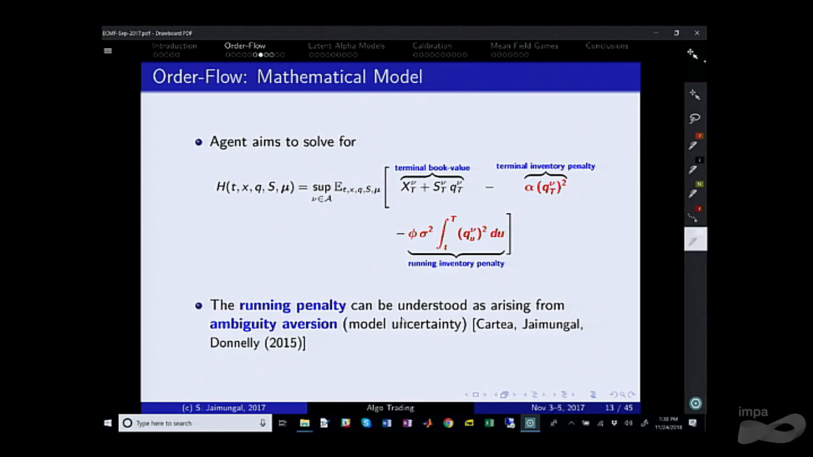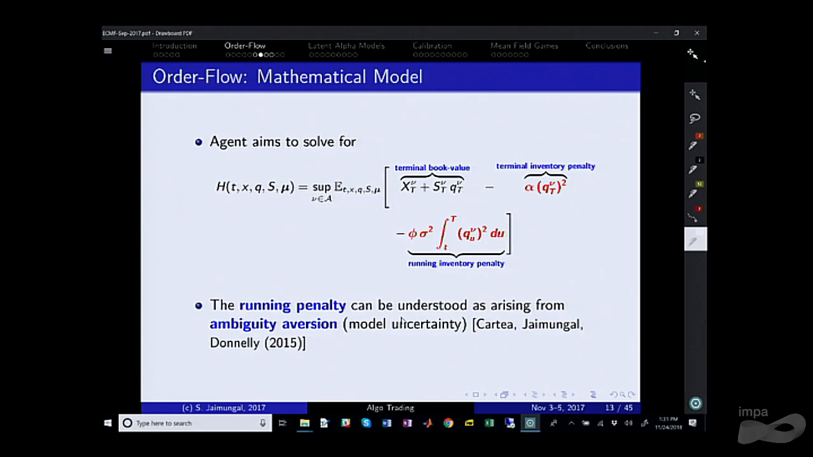The third term there is this running inventory penalty, and it is a penalty that looks like the integral of the square of your inventory. It has a couple of different interpretations. One is that it's an urgency penalty, so if you want to get rid of shares quickly, the parameter phi is large. The other is that it's somehow measuring the variance of your cash process. It's not really variance, it's quadratic variation. And the third is that it actually stems from model uncertainty.